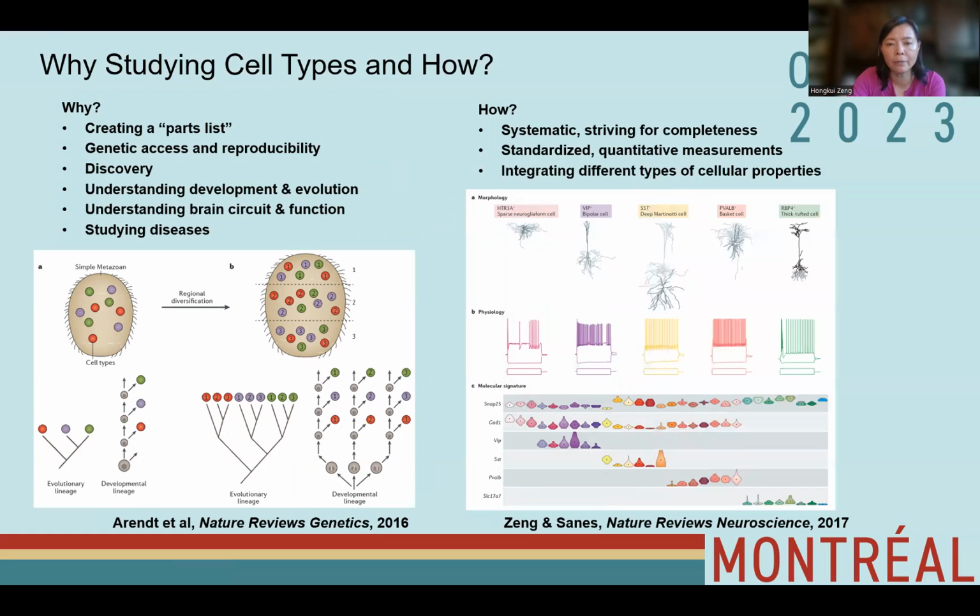To obtain a comprehensive catalog of cell types, it is critical to use a systematic, unbiased, and scalable approach, striving for completeness. We need to make multiple standardized and quantitative measurements and use a data-driven approach to classify cells into types. Importantly, because brain cells exhibit tremendous diversity at multiple levels, from molecular to anatomical to physiological and functional, it is also critical to profile individual cells across these different modalities and seek concordance across modalities in terms of their cellular properties to arrive at a unified definition of cell types.